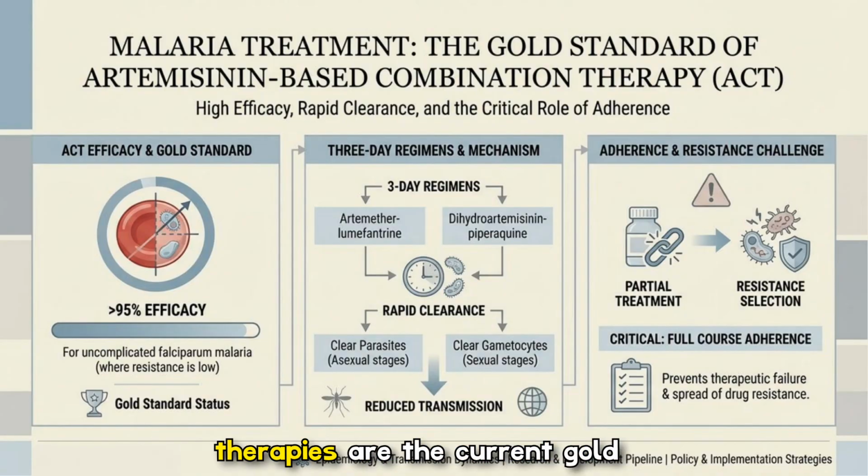Artemisinin-based combination therapies are the current gold standard, delivering over 95% efficacy against uncomplicated falciparum where resistance is low. The 3-day combinations rapidly clear asexual parasites and reduce gametocytes, cutting transmission. But full adherence to the regimen is essential because partial treatment promotes resistance and undermines long-term effectiveness.